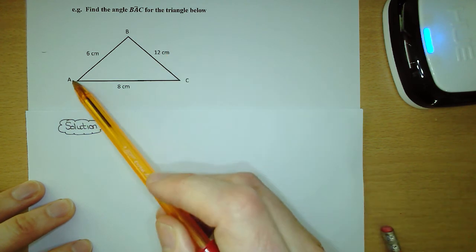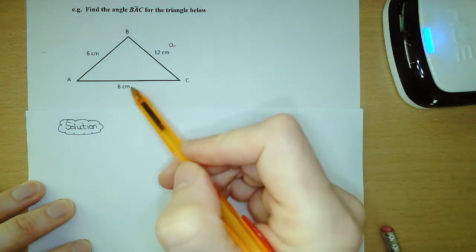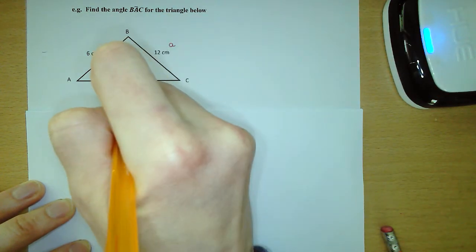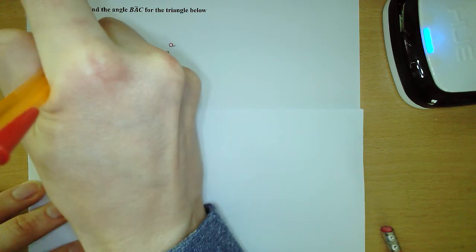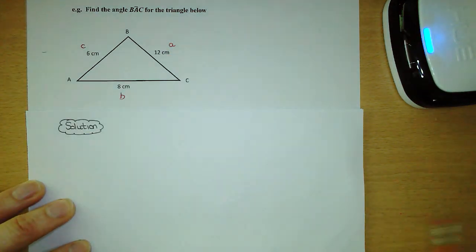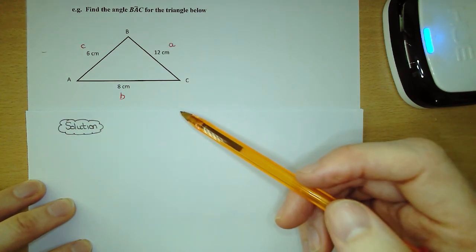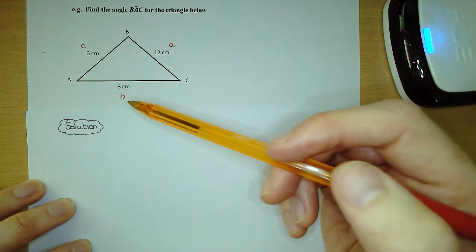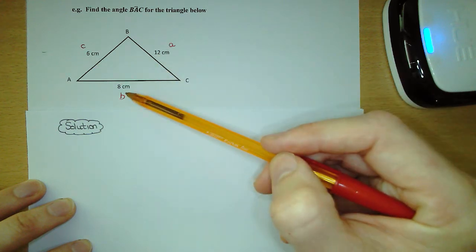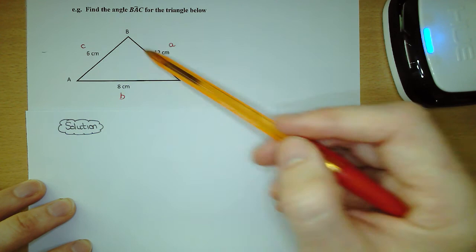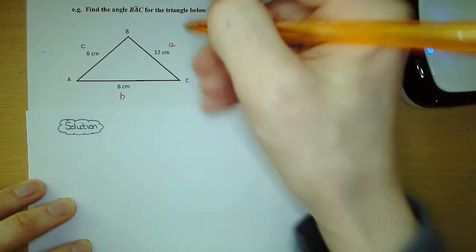So this side is opposite angle A, so we're going to call it small a. This side here is opposite angle B, so we'll call it small b. This side is opposite angle C, so we're going to call it small c. Now, the next thing we've got to ask ourselves is, are we using the sine rule or the cosine rule? Well, we're using the cosine rule because we know all three sides. Remember, you use the cosine rule when you know all three sides or you know two sides and the angle between them.